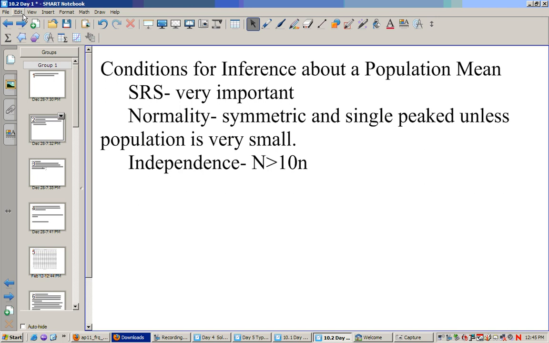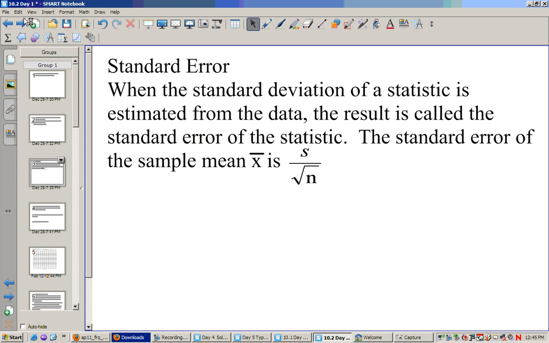Well, we still look at our conditions for inference. We look at SRS, that's very important. Normality. Now we just want to check that it's symmetric and single peaked, unless the population is pretty small. And the independence, we will still want our population to be at least 10 times as big as our sample.